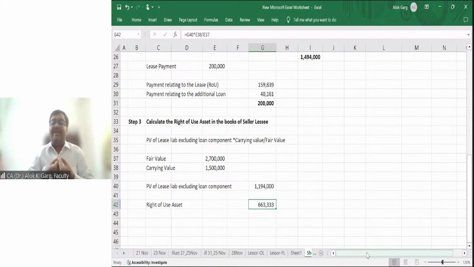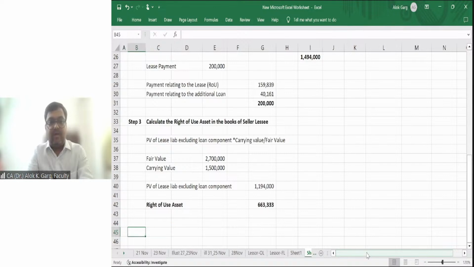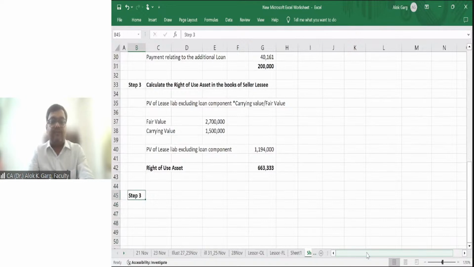So this seller lessee has to recognize the right of use asset only in proportion to the carrying value of the asset divided by the fair value of the asset. So this right of use asset is coming out at 663. Now, what is my step number 4?